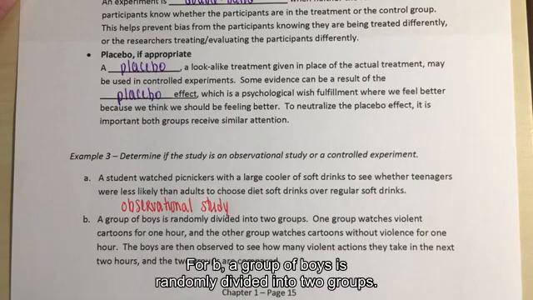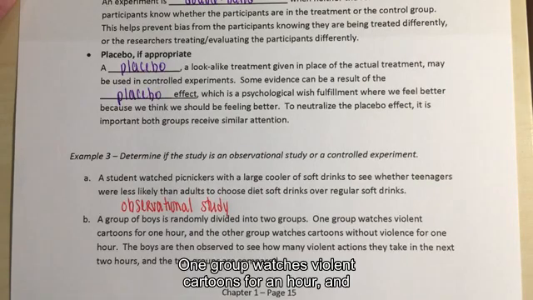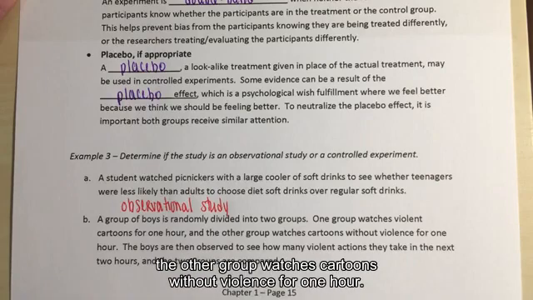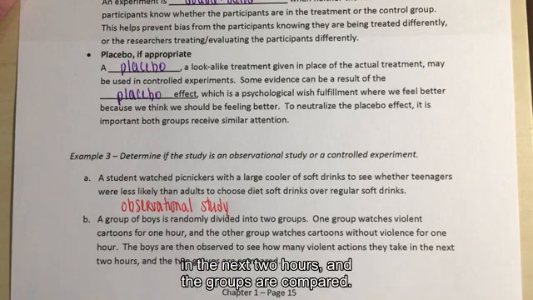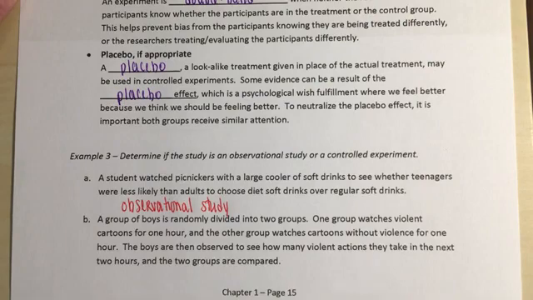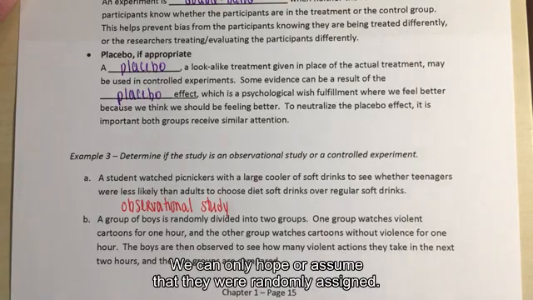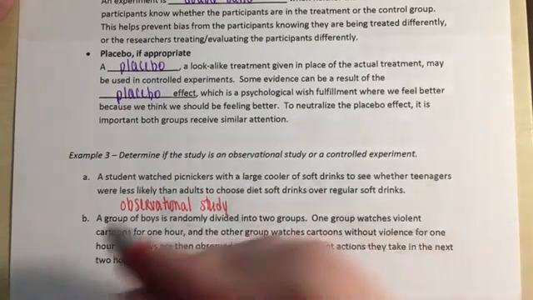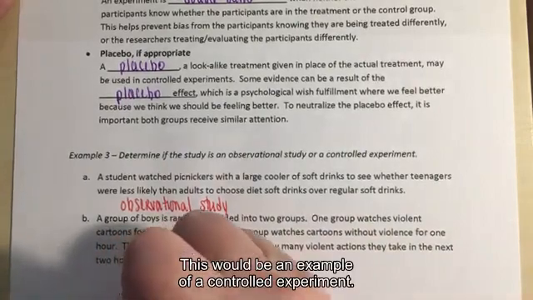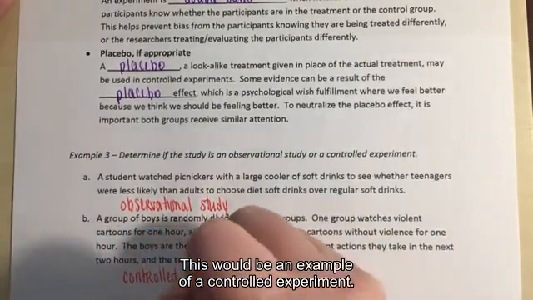Right, for B, a group of boys is randomly divided into 2 groups. One group watches violent cartoons for an hour, and the other group watches cartoons without violence for 1 hour. The boys are then observed to see how many violent actions they take out in the next 2 hours, and the groups are compared. Right, so here we have split the people into categories. Right, we've split them into 2 groups. We can only hope or assume they were randomly assigned. And then we have a control group, we have a treatment group, and then the results are studied. Right? This would be an example of a controlled experiment.